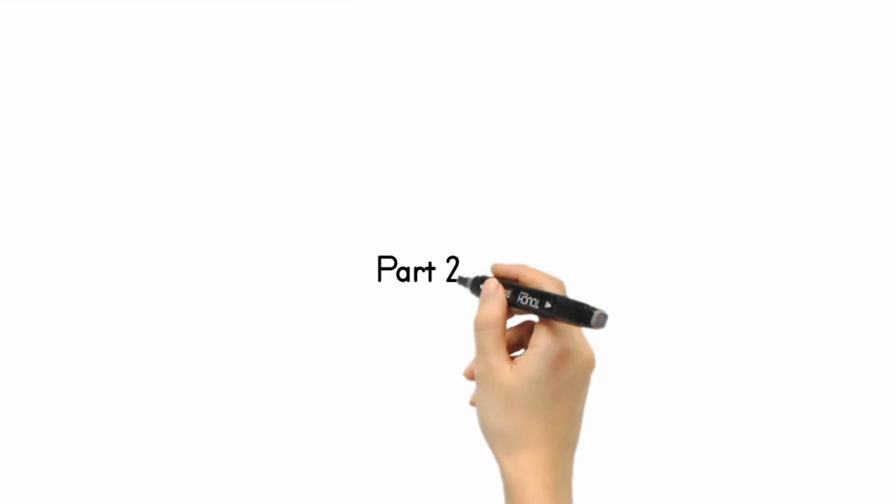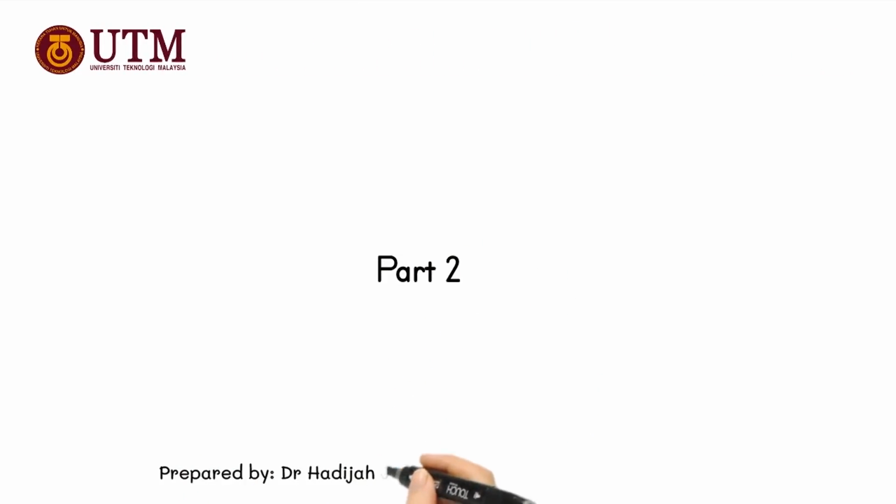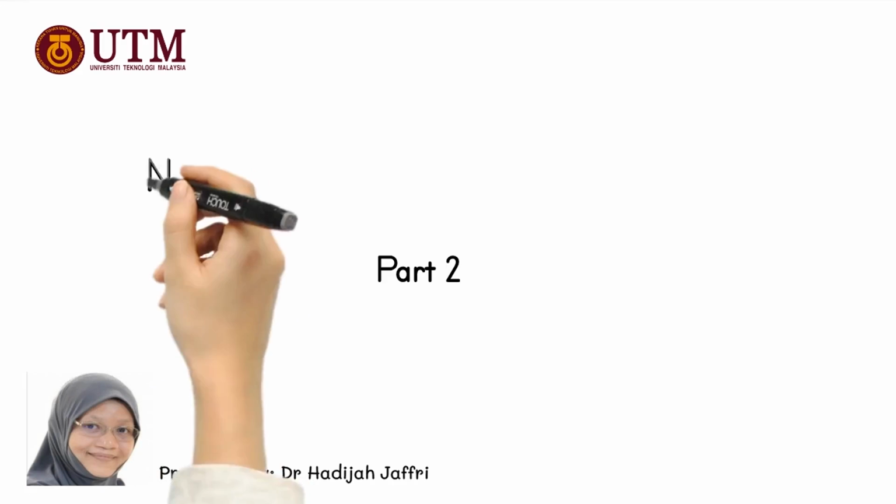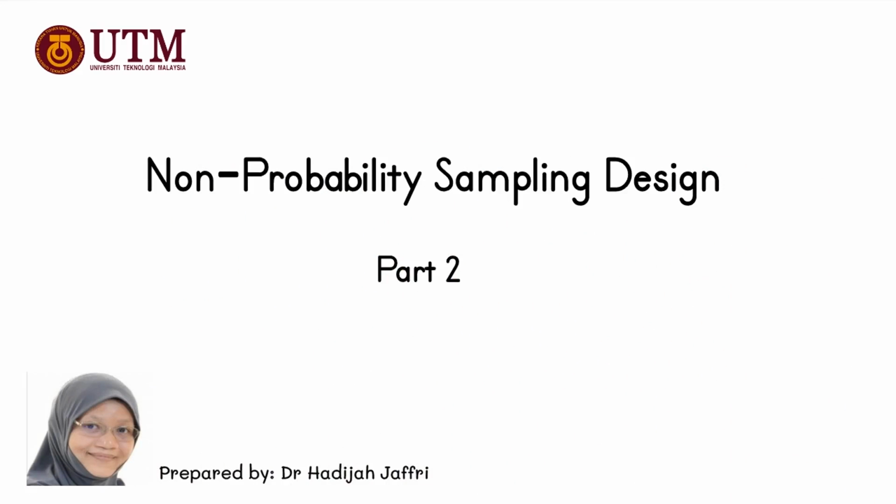In this video, we are going to continue the overview of the topic of non-probability sampling design, Part 2. But first, let's have a quick recap of the previous video. In the previous video, we discussed definitions of terms such as population, sample and sampling, and a quick recap on the data collection process. We also covered the explanation of probability sampling.